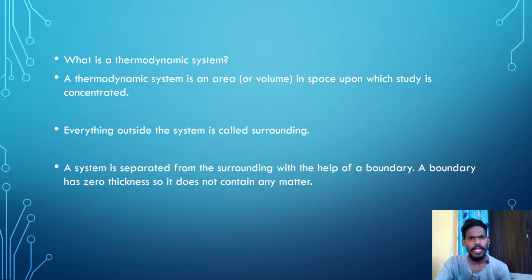What is a thermodynamic system? A thermodynamic system is an area or volume in space upon which study is concentrated. Everything outside the system is called surroundings. A system is separated from the surroundings with the help of a boundary. A boundary has zero thickness, so it does not contain any matter.